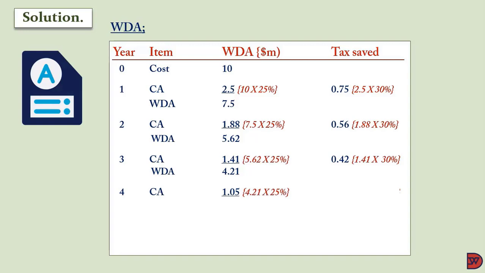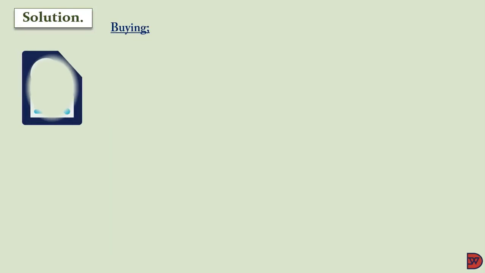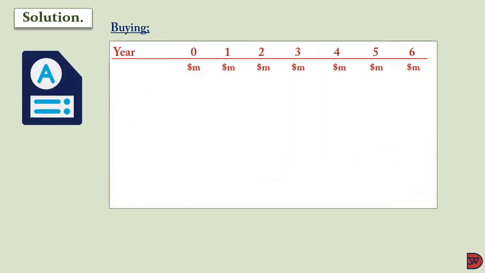$4,210,000. Capital allowance for year four will be $1,050,000, which is 25% on the 4.210. Tax saving will be $320,000, which is 30% on the $1,050,000. The writing down value will now be $3,160,000. Now, we were told that it had 5 years to go. It doesn't have any scrap value. So the balance will be $3,160,000. We will now charge all this amount to the P&L because we are getting rid of it. So now the tax saving will be $950,000.